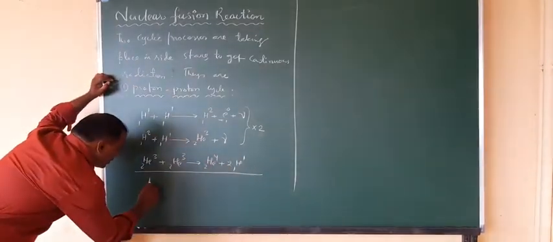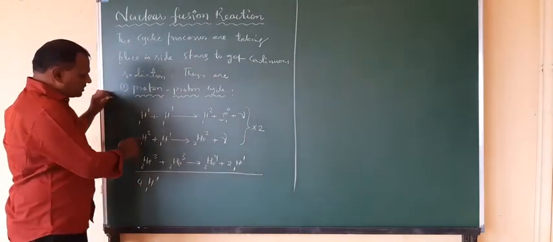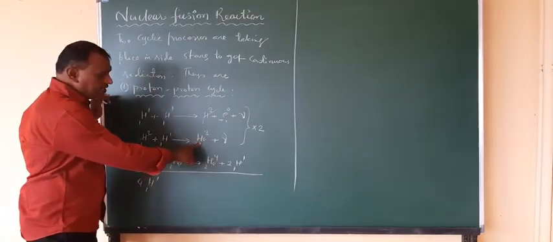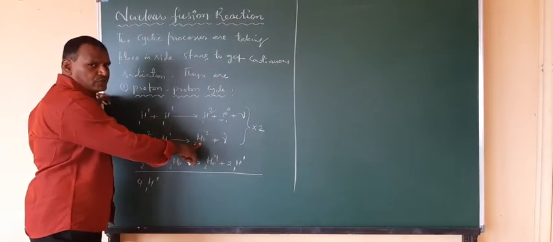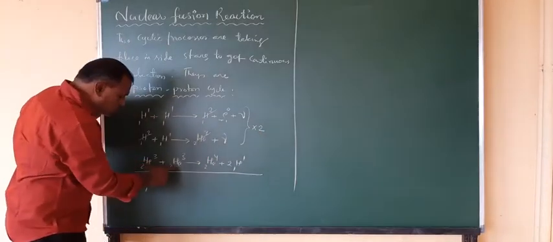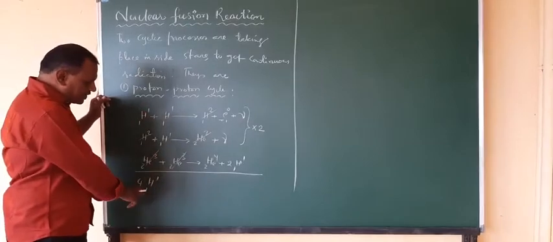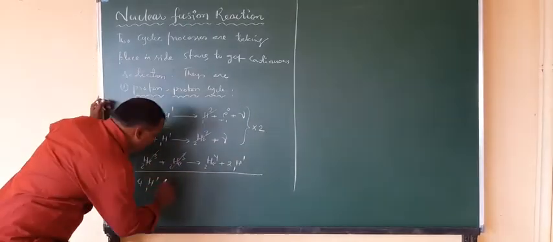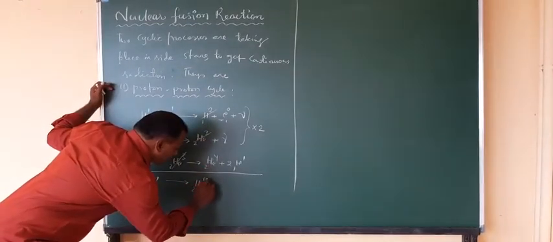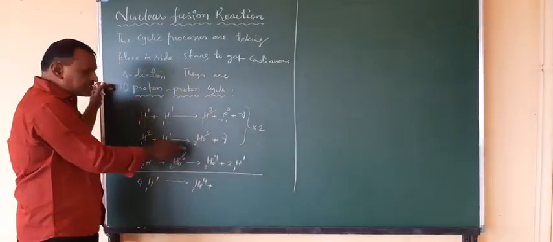So I can write here 4 times protons, and the remaining, if you see this deuteron, will be cancelled, right? And this helium isotope also appears twice, so these 2 times on the reactant side are cancelled. So on the reactant side we have only 4 protons, which give you helium. These 2 protons were already subtracted from the 6, so they will not be there.